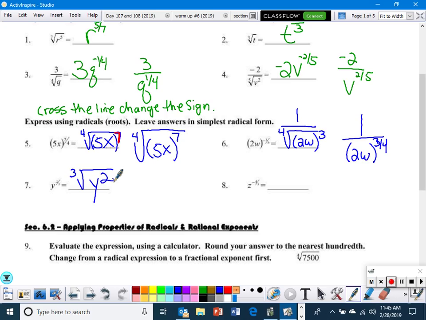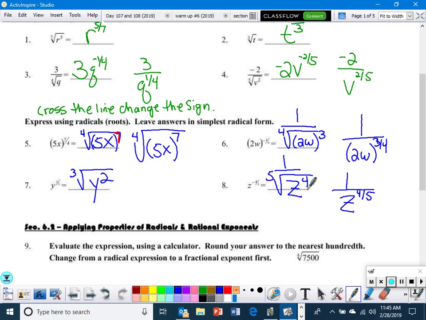Okay, number 8, again we got a negative exponent, cross the line, change the sign. Make sure I got my numbers right, 4/5. All right, now I'm going to write the answer. The 5 is the root. And then z to the 4 on the inside. So 1 over the 5th root of z to the 4th. All right, so that is what section 6.1 was about. That's what you need to know for the test.